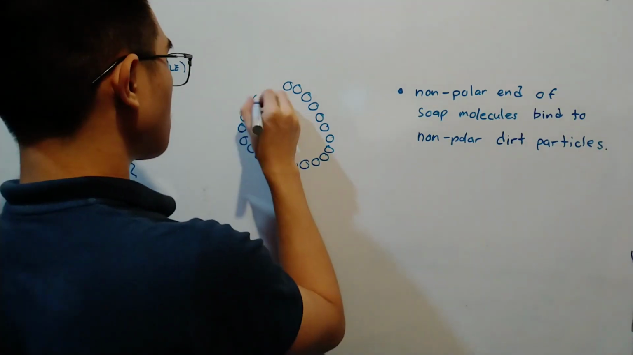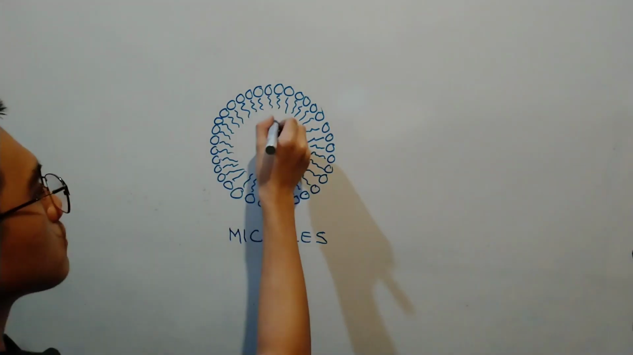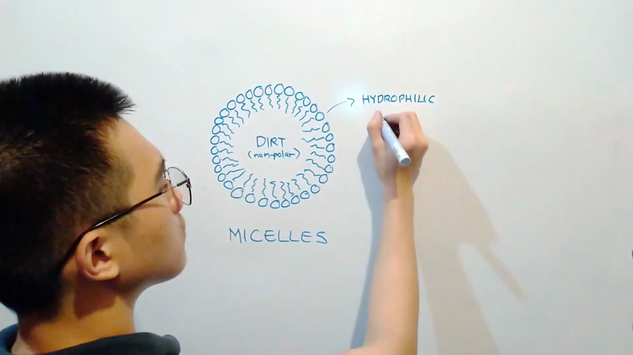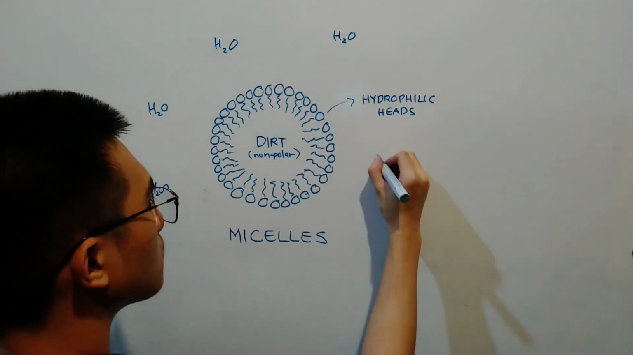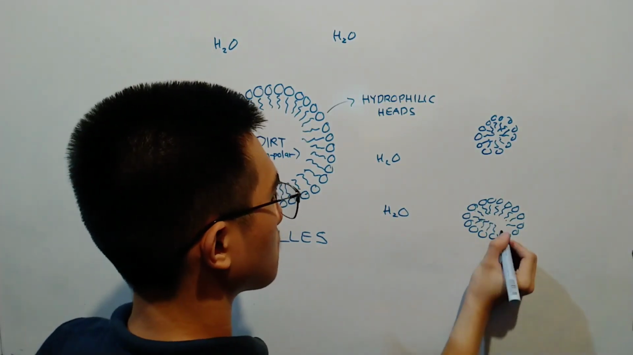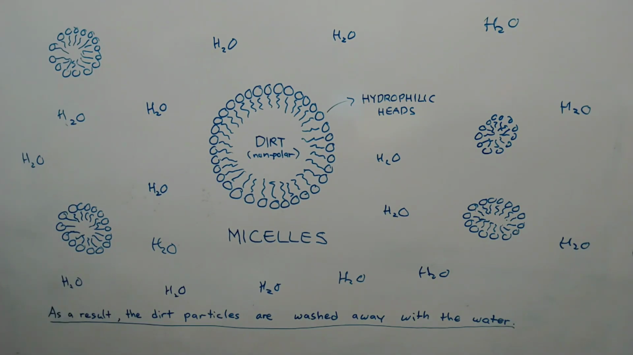The non-polar end of the soap molecules binds to the non-polar dirt particles. Eventually, the dirt particles are enclosed by a globular layer of soap molecules, forming structures called micelles. Since the outer layer of the micelles are polar, these structures disperse well in water, which is also polar. As a result, the dirt particles are washed away with the water.